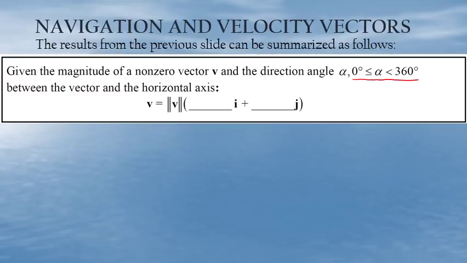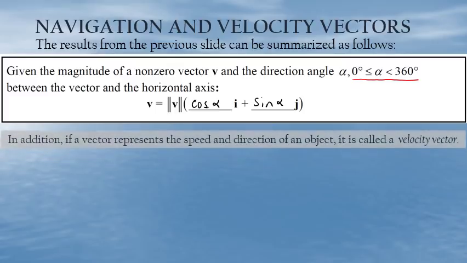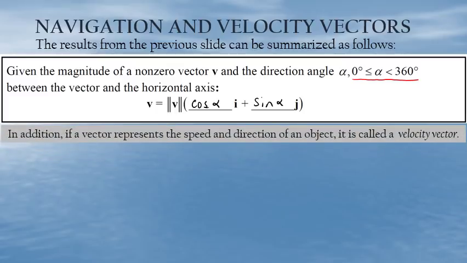then vector v is defined as the magnitude of the vector times the cosine of the angle times i, which is the unit vector, plus the sine of the angle times j. In addition, if a vector represents the speed and direction of an object, we say that it's called a velocity vector. So let's look at this example.